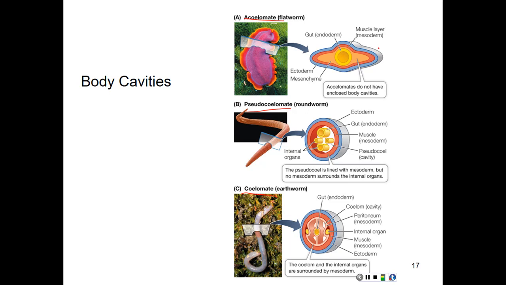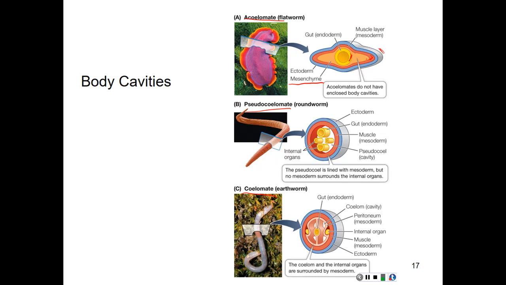So here's the animal's outer body wall. Here's its digestive tract or its gut. It does have mesoderm. It is a triploblastic animal, but instead of having a fluid-filled cavity, it's completely filled with cells. This is a tissue that we call mesenchyme, or sometimes we refer to this as just a type of mesodermal tissue, but mesenchyme is the more specific name for it. So things like flatworms, which is a group we'll talk about a lot in later chapters, have what we call acoelomate bodies.